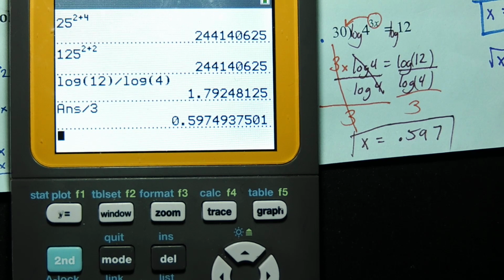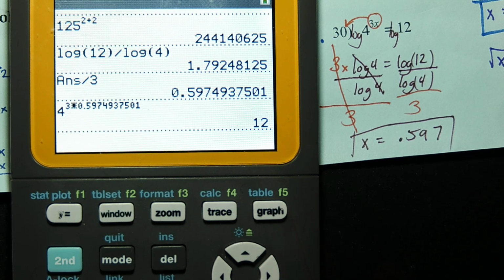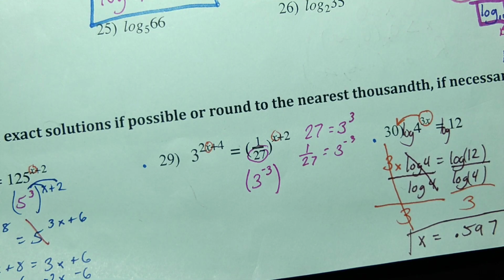And again, folks, you can check yourself on these as well. If I do 4 to the 3 times that stored value, we see that, yeah, wow, it gets me 12. So don't forget that you can plug back in to check your answers. Let's go ahead and turn the page.